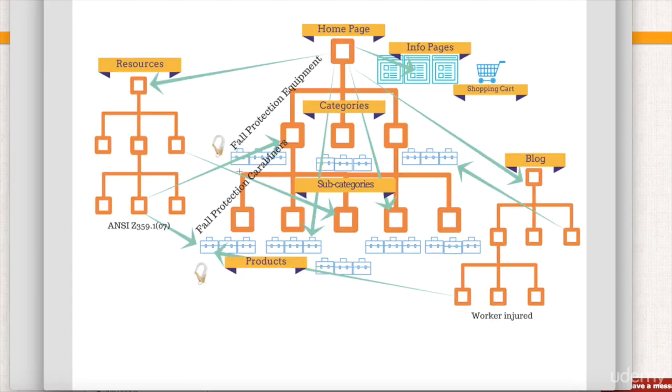If we go back to our diagram here, we can publish that product under one category that we'd call fall protection equipment. And under the fall protection equipment category, there would be subcategories including fall protection carabiners. We can publish this carabiner in each of those different categories. Then we can, under our resources section, publish a page about ANSI Z359.107. We can explain why it's important for safety standards and what it applies to. We'll have to do a little bit of research on what that is and be able to write an article that is engaging and useful.